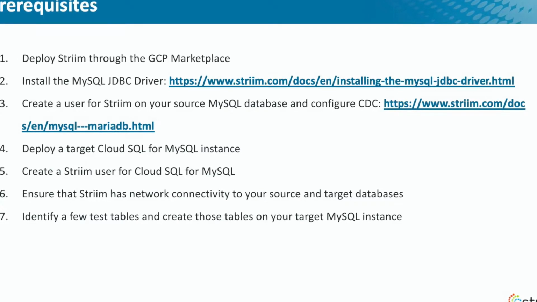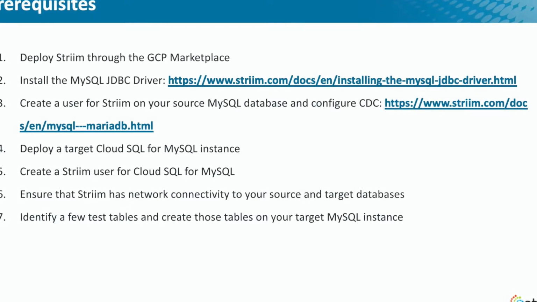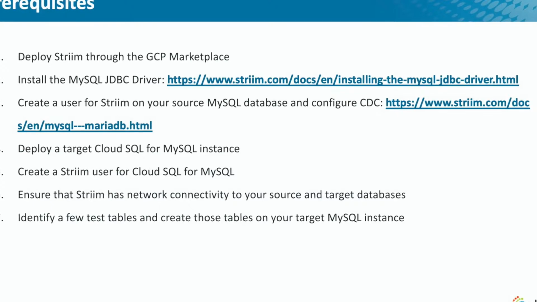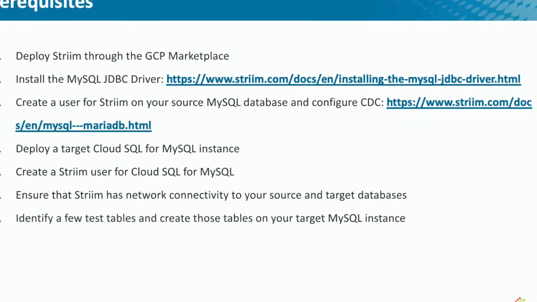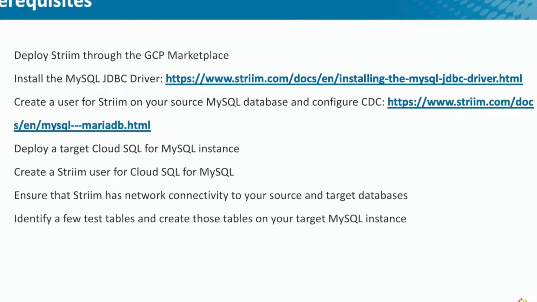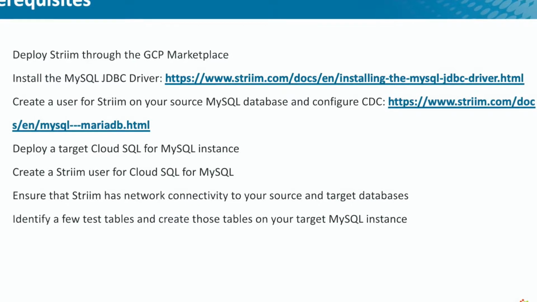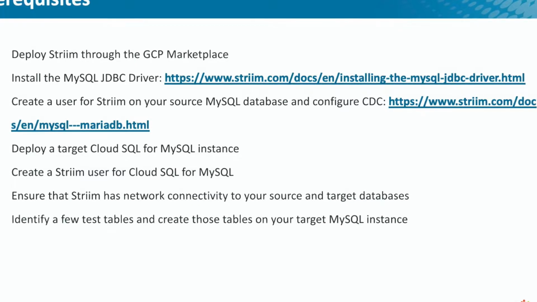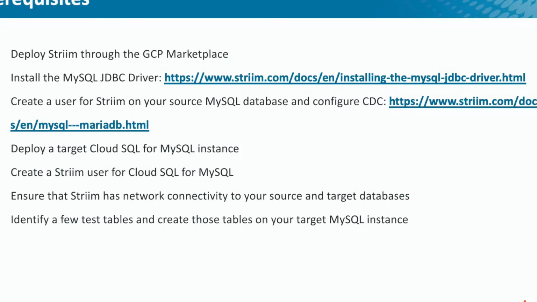Additionally, this is a great time to think about networking. You'll need to be able to connect from Striim to both your source and target databases. We suggest you reach out to your GCP contacts to configure a cloud interconnect or a VPN so that you can connect with private IPs.